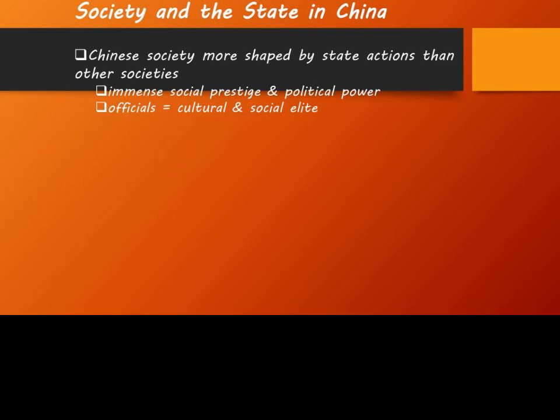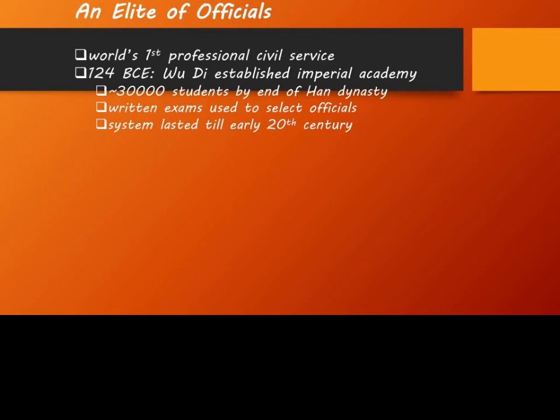There was an immense social prestige and political power of the state officials in China, and these officials were seen as the cultural and the social elite. So it went beyond just being the political elite. A great example of an elite of officials is that the world's first professional civil service exam began here.